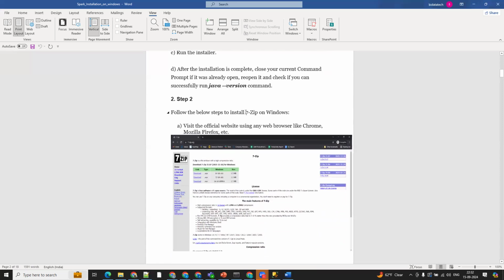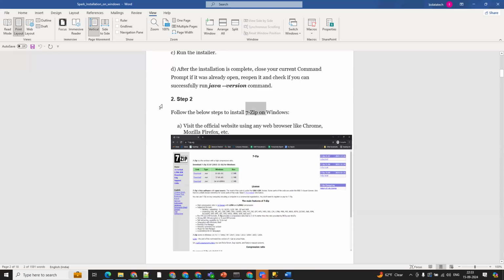Why I'm asking you to install 7-zip is, when you try to download Spark software from the Apache website, the extension is actually GIF. The Spark installation files have a GIF extension actually. You need to unzip them. So the best software to unzip that particular file is 7-zip.